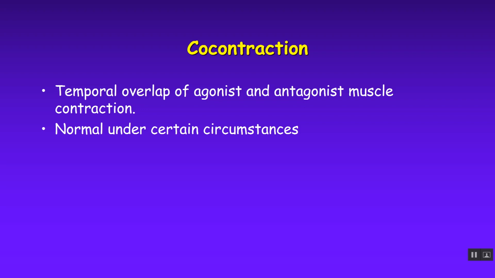Co-contraction is normal under certain circumstances, especially if we're in weight-bearing positions. If you're in closed chain positions and you're doing push-ups or you're doing things that require stabilization, you want co-contraction. But if you're doing open chain movements that are rapid in nature, you don't want a lot of co-contraction going on, especially in the distal parts of your limbs.